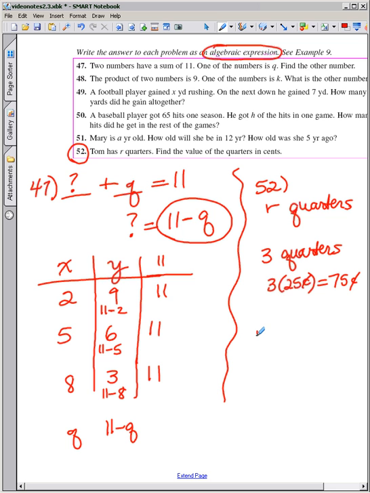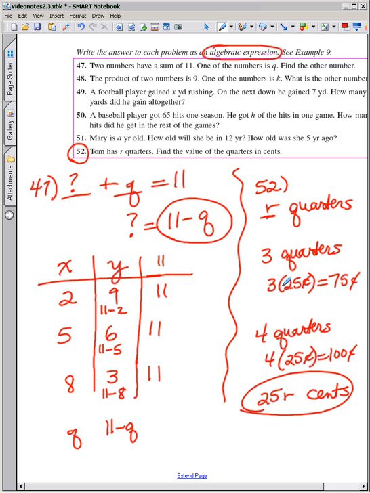If I have 4 quarters, that's 4 times 25 cents or 100 cents, which is the same thing as $1. Okay. The whole thing is, I had to multiply by the value of that coin. So R quarters would be worth 25 times R cents. If I want the amount in dollars instead of 25 cents, I'd multiply by 0.25.